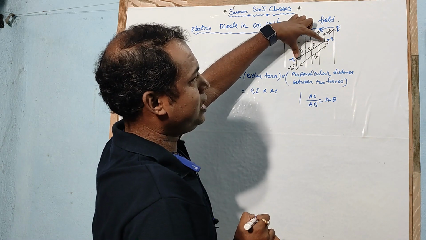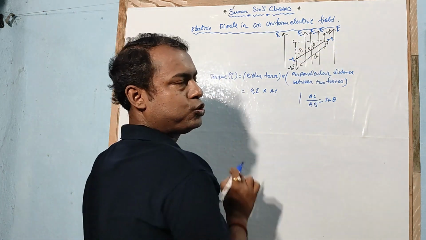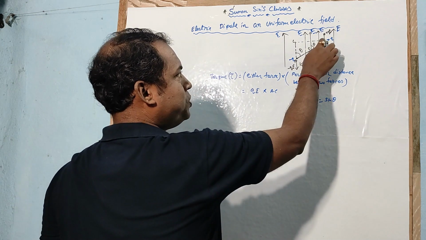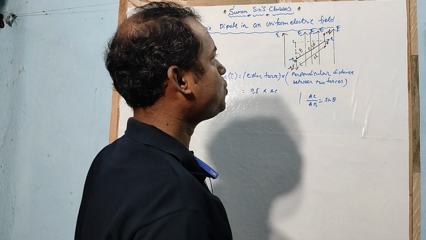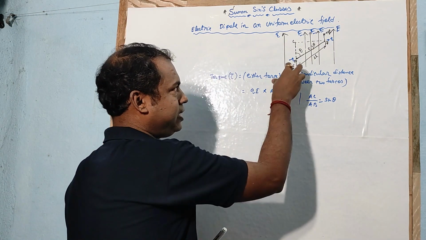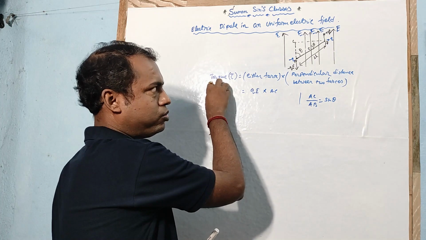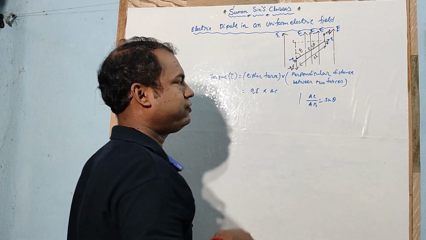The distance between A and B is equal to 2L. Now we just draw a perpendicular. This one is the point C here. We just want to find out the electric field. We just want to find out the torque tau due to this electric field.